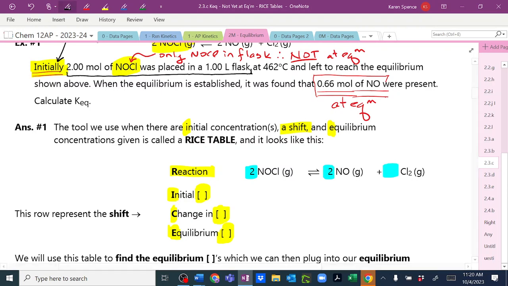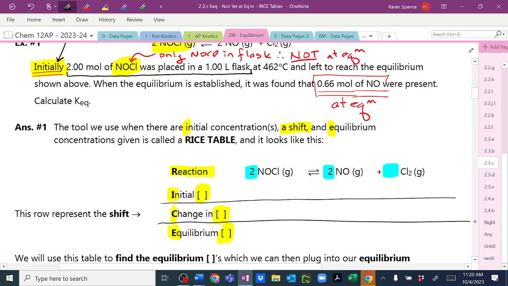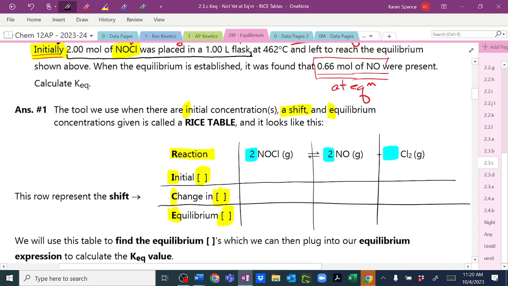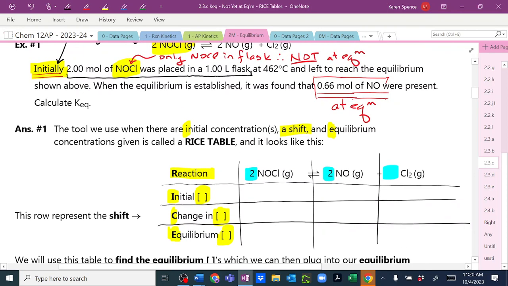Yes? Okay. What are we going to fill in? And I'll just draw some lines here so you can see. You don't have to use lines in a table like this if you don't want to, but you can if you do want to. What is our initial concentration of NOCl? 2 molar, 2.00 molar. What is our initial concentration of NO and Cl2? 0.